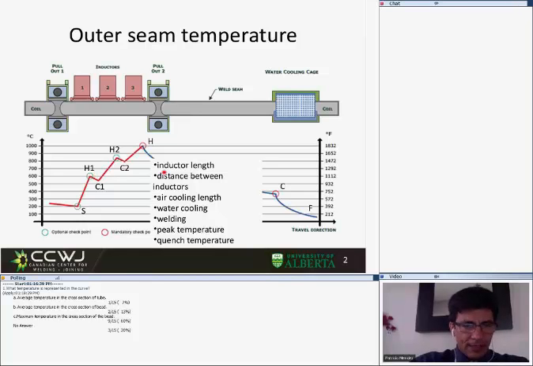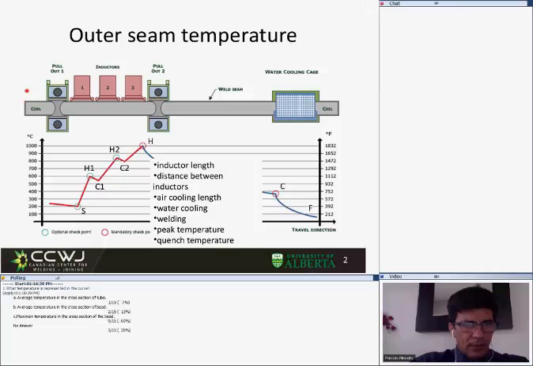And we have discussed quite a bit about that. We have an air cooling length. That is the distance between the end of the last inductor and the beginning of the water cooling cage. Clearly, this drawing is not to scale, but this air cooling length is actually where everything happens, and where we get the right properties for our seam. We have the water quenching here, the water cooling cage. Before the inductors, we have our welding stage that we don't have indicated here.